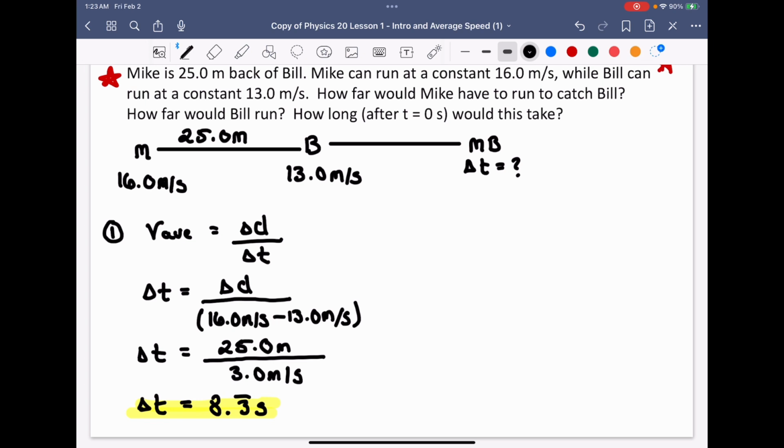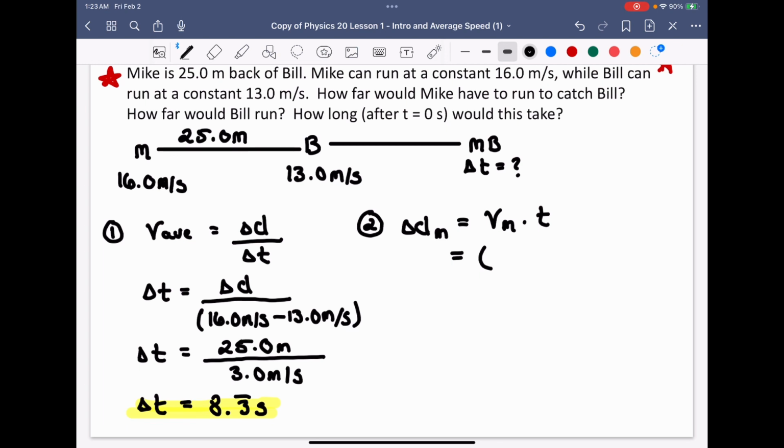Now, step number 2, what we want to do is figure out what is the total distance each of these people travel. Well, to figure that out, we're just going to use the speed equation, but isolate for D. If I look at that and isolate for D, the change in distance for Mike specifically, let's do Mike first, is going to be equal to the speed that Mike goes at multiplied by the time it takes him to travel to catch up to Bill. Therefore, this is going to be equal to the following.